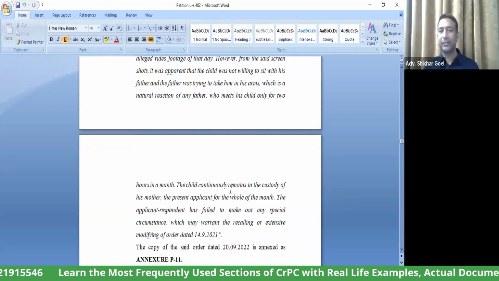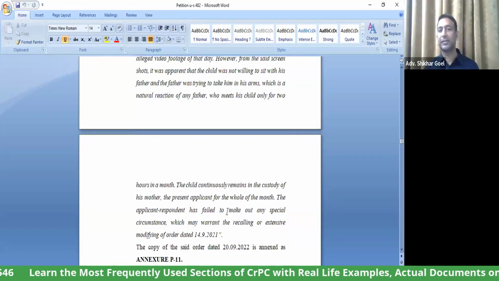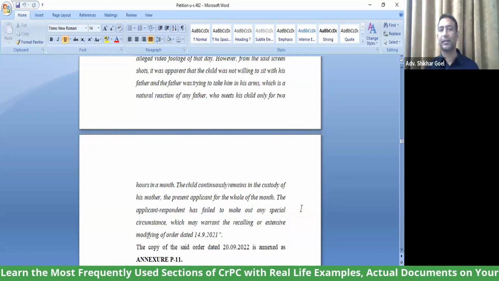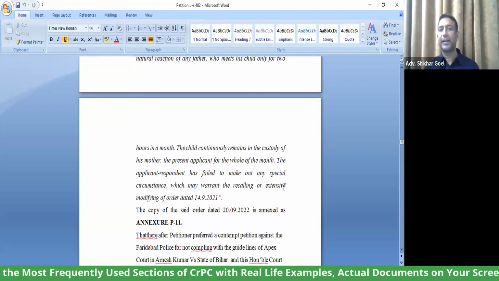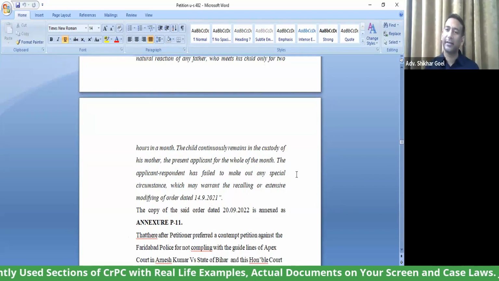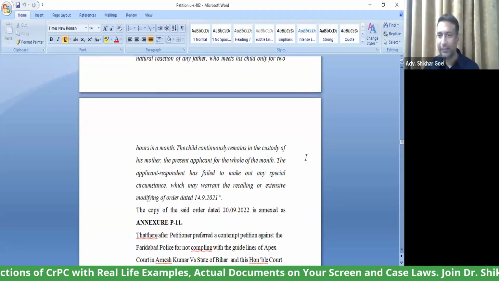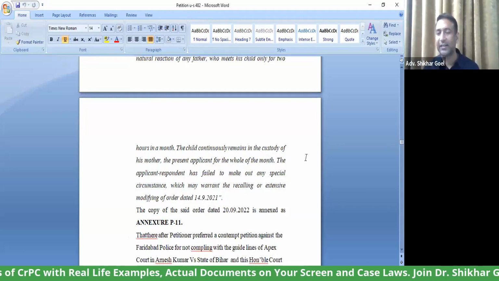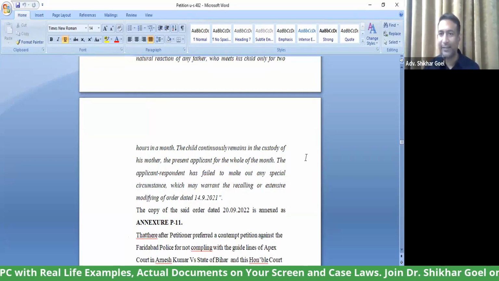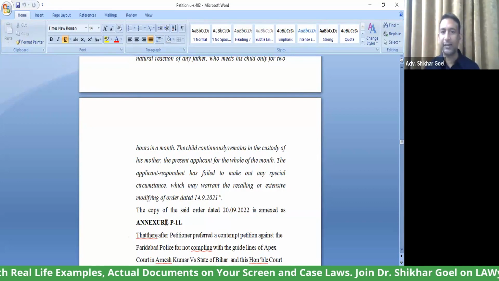The child continuously remains in the custody of his mother, the present applicant, for the whole of the month. The applicant respondent has failed to make out any special circumstances which may warrant the recalling or extensive modifying of the order dated 14/9/2021. So these were the remarks from the family court. Both these remarks hurt their case badly. We took these orders and reached the High Court.